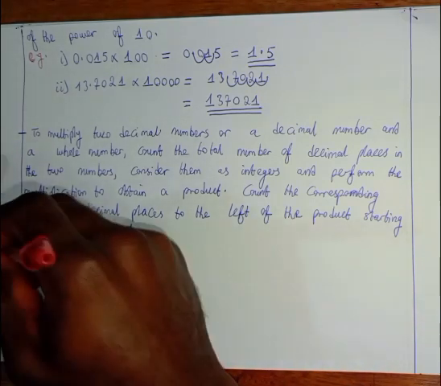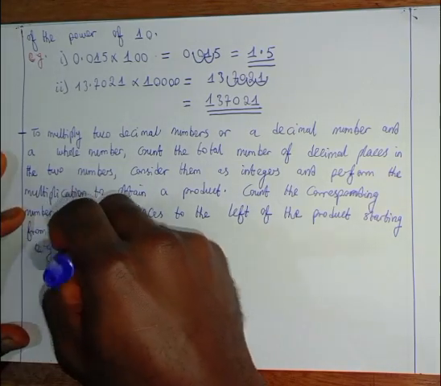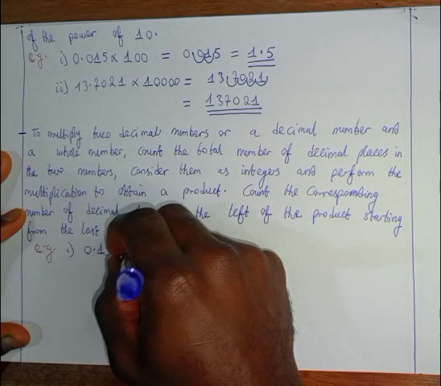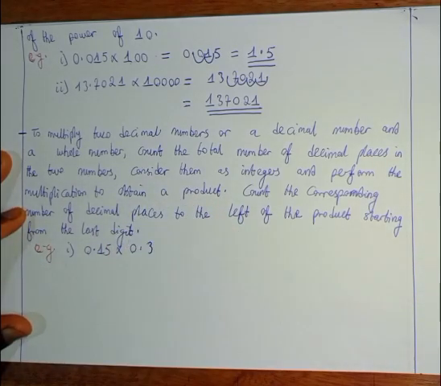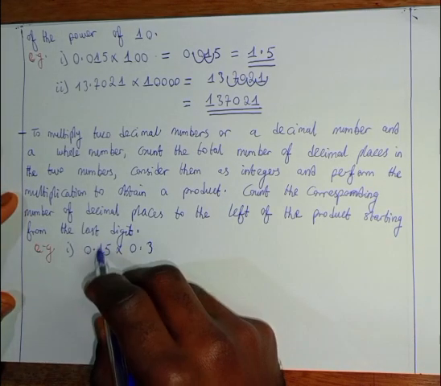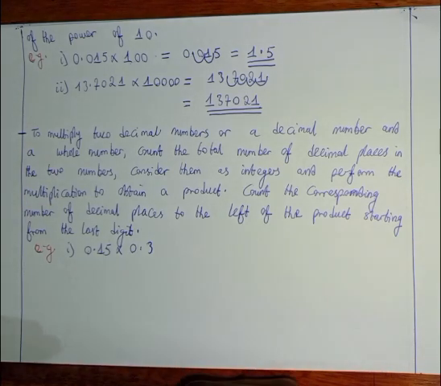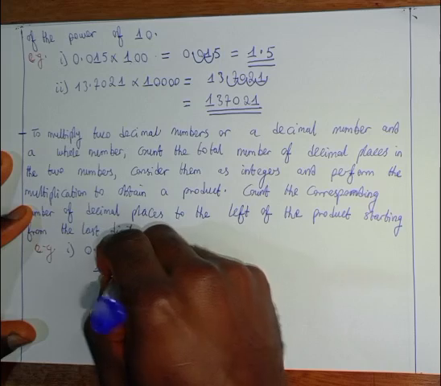Let's take some examples from this. E.g., if we take I, we have 0.15 times 0.3. First thing, we are going to count the total number of decimal places in the two numbers. We have 1, 2, 3. Next, we are going to ignore the decimal point. We assume the two numbers are integers. This will give us 15 times 3.